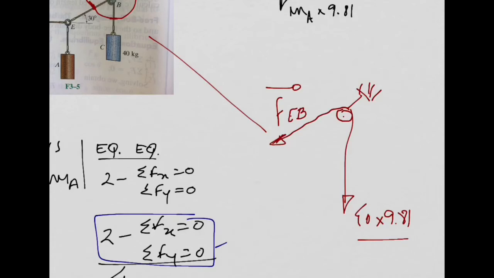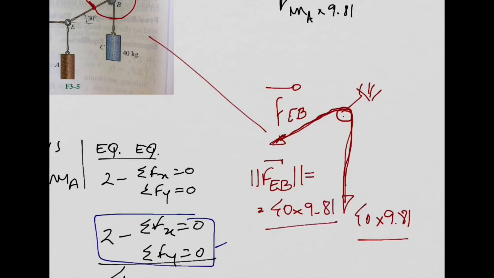And because this is a cable, the tension in the cable is equal all over the cable, so we can say that the norm of FEB is going to be equal to 40 times 9.81, right? It's the same force in the cable.